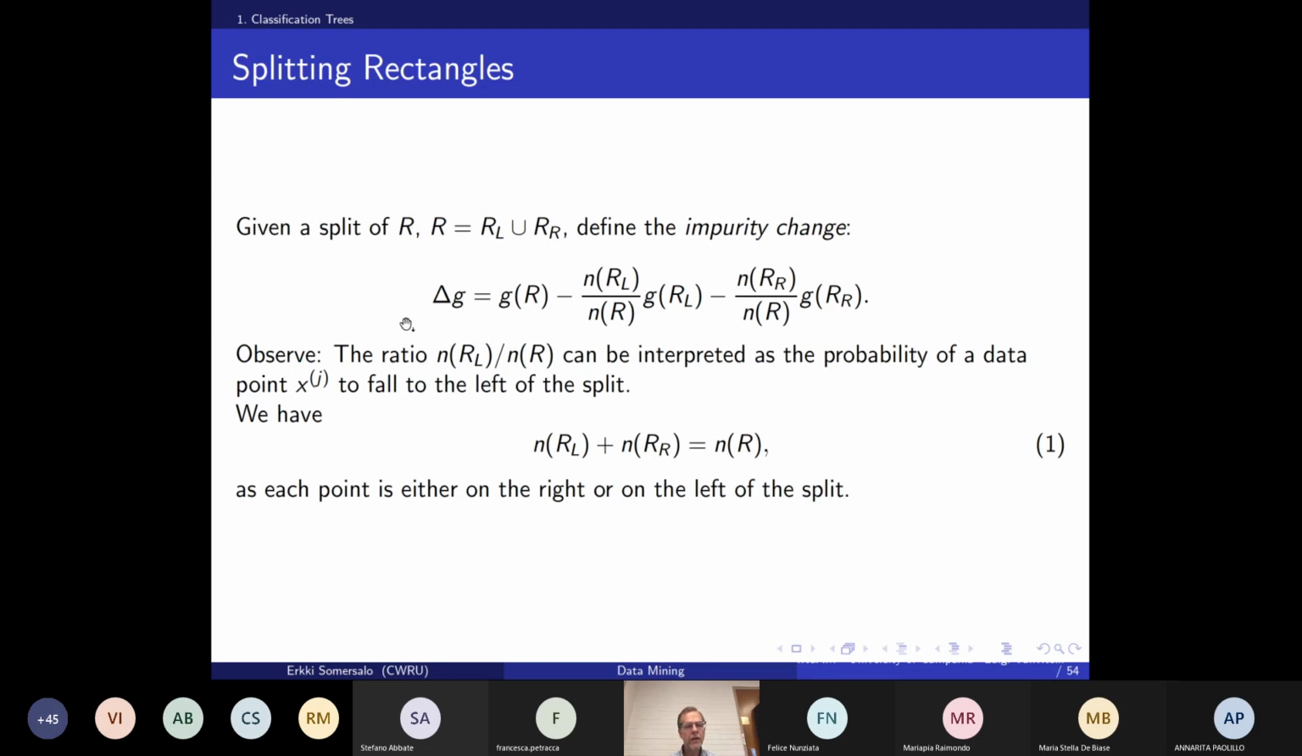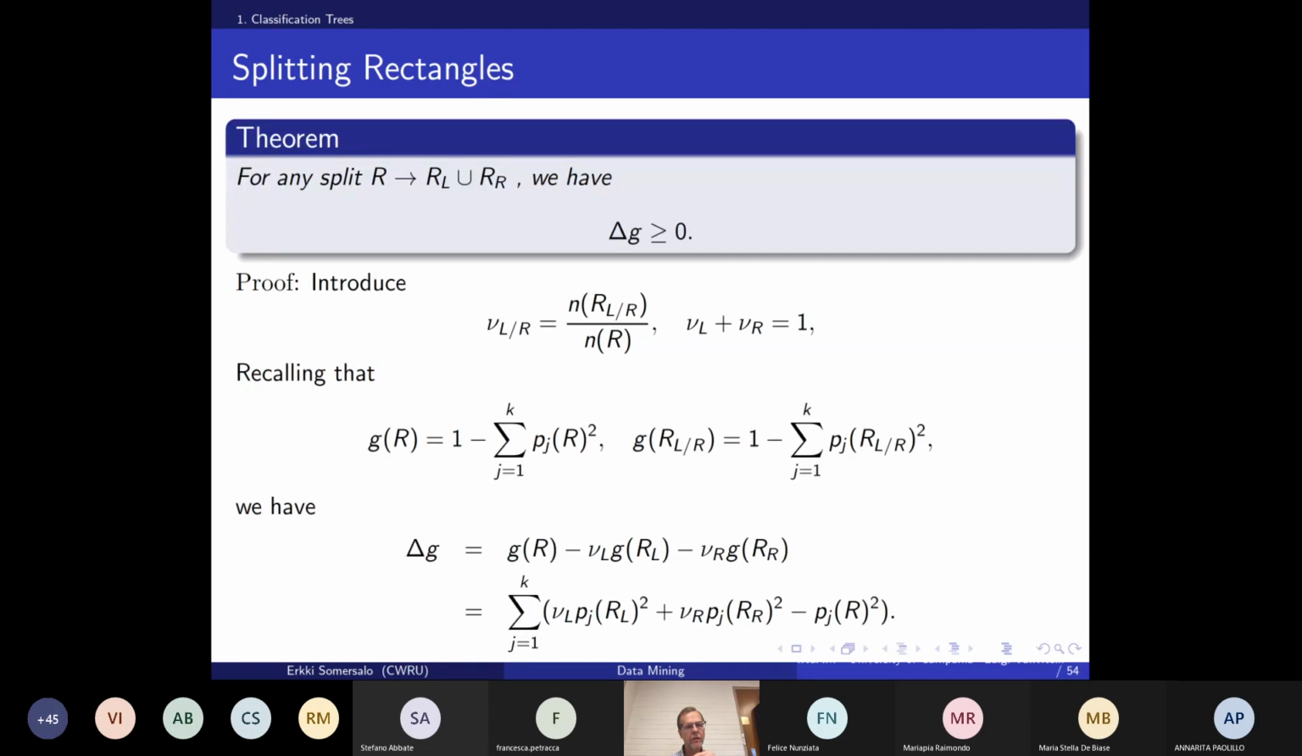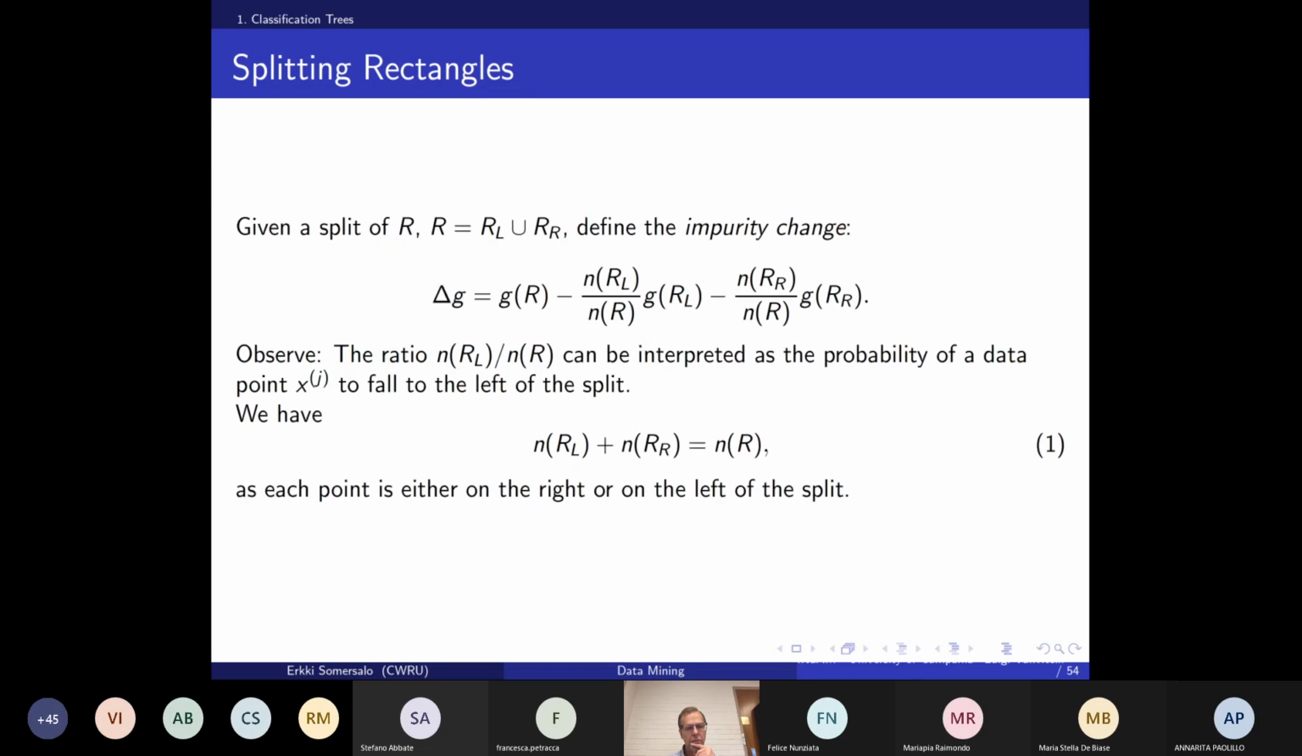Okay, so my question is, how does this delta G behave? So am I doing better in terms of impurity if I'm splitting the rectangle, or am I doing worse? And the following theorem says that delta G is positive. So let me see if I did the wrong interpretation. So delta G is positive. So okay, yes, I said that I want this to be negative. Of course, I want it to be positive, because this is telling me how much the impurity is decreasing.